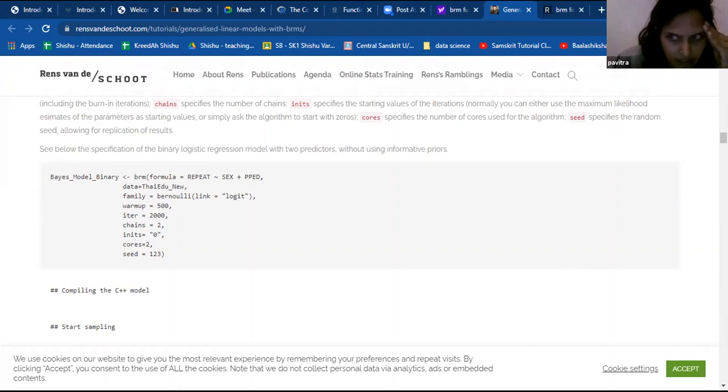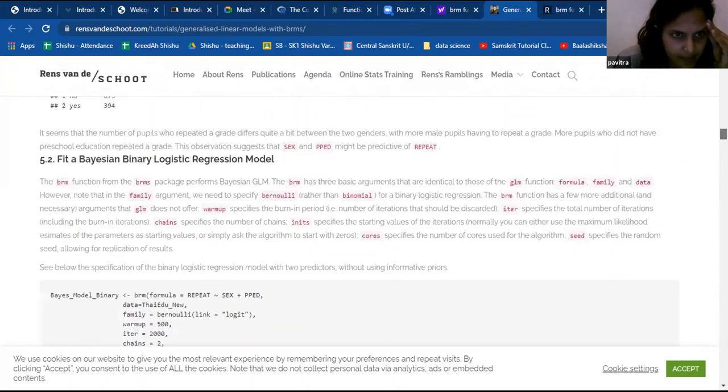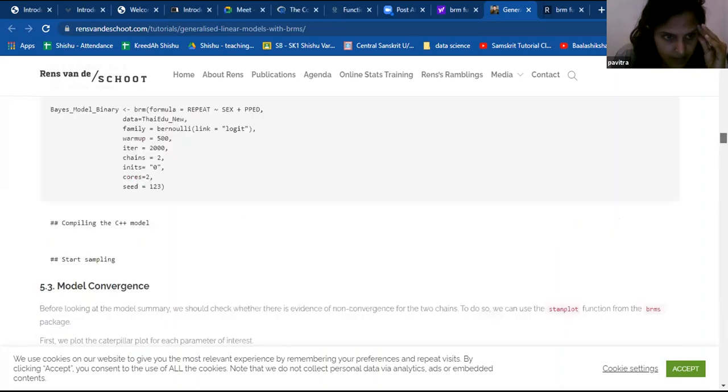So apparently, it's a GLM model that's operating in the background. It has 3 basic arguments that are identical to the glm function: the formula, family, and data. So the family, we need to specify Bernoulli for a binary logistic regression. Just give me one second. Yeah, so I believe that this is a GLM template that has been set up.